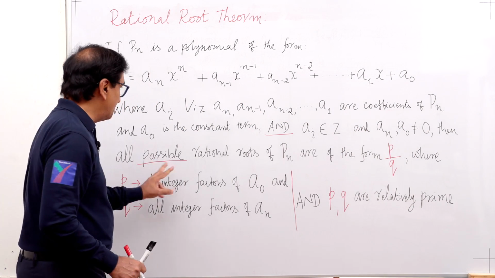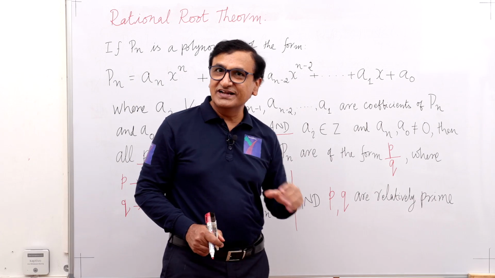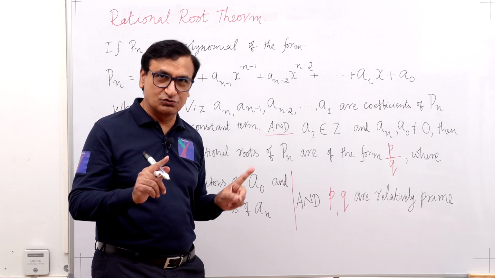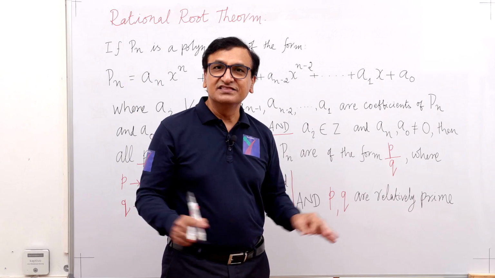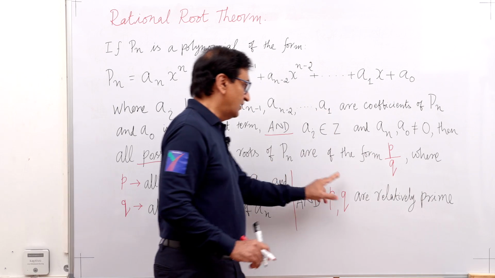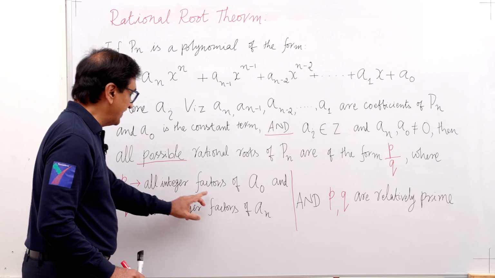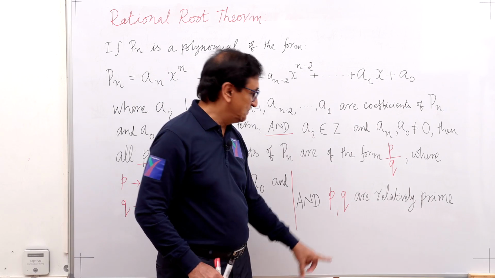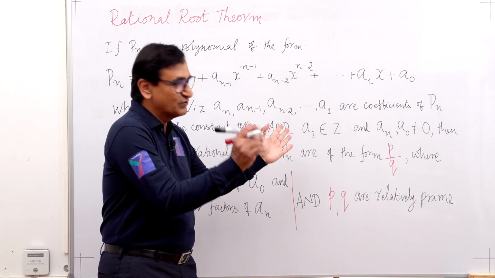Then all possible, I have underlined possible. That means this theorem is not about finding the roots of the polynomial. This theorem only says all possible rational roots have to satisfy this condition, and if this condition is not satisfied, the roots are not rational. That's what it says. All possible rational roots of Pn are of the form p divided by q, where p is all integer factors of a0 and q is all integer factors of an, and p and q are relatively prime. Okay, as I said before, we will do two examples. You'll be able to understand very easily.